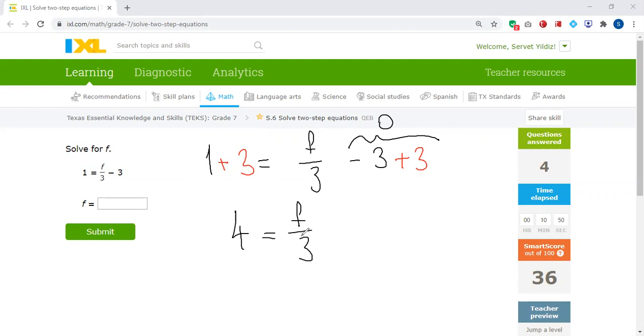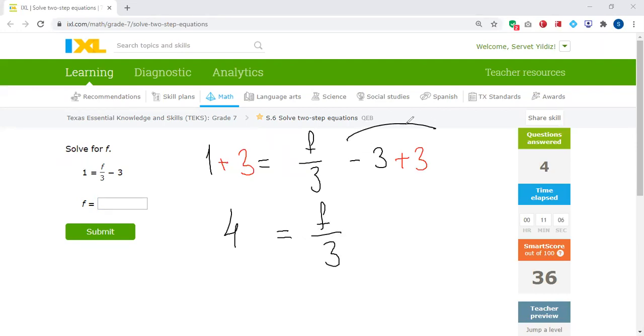And now the inverse operation of division will be multiplication. So I have to multiply both sides by the same number to get the value of f. Actually, let me just write 4 is equal to f divided by 3. Now I have to do the same thing to both sides. That means I'm going to multiply both sides by 3. So now this 3 and this 3 will be canceled out. On the right hand side, I have f. 4 times 3 is 12. F is equal to 12 is the answer.